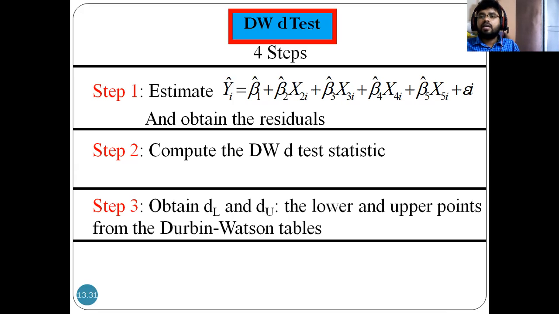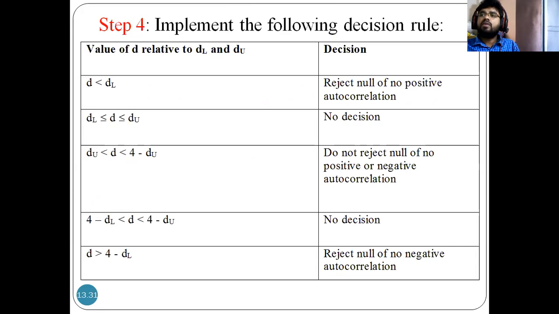After looking at the lower value and upper value, we will implement the decision rule, whether you want to reject your hypothesis or accept your hypothesis. For example, depending on where D falls relative to DL and DU, you can take the decision.